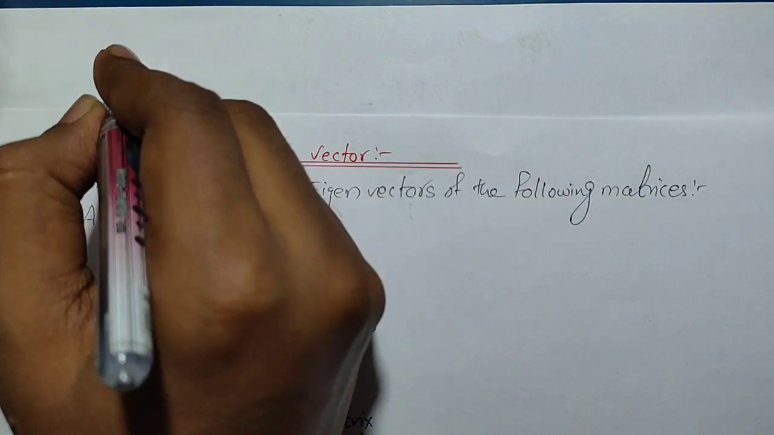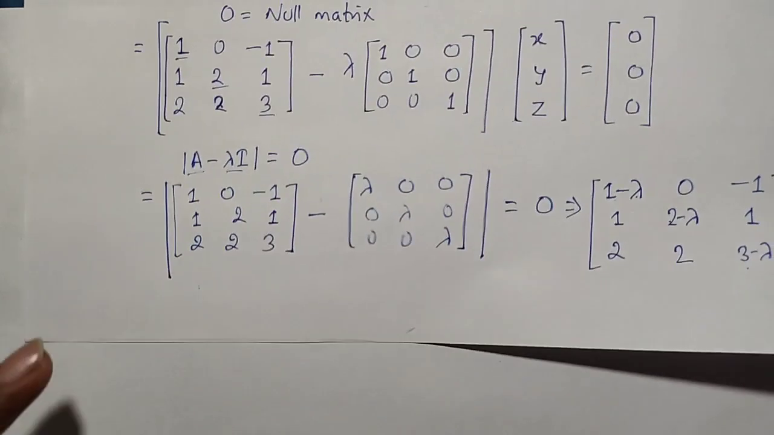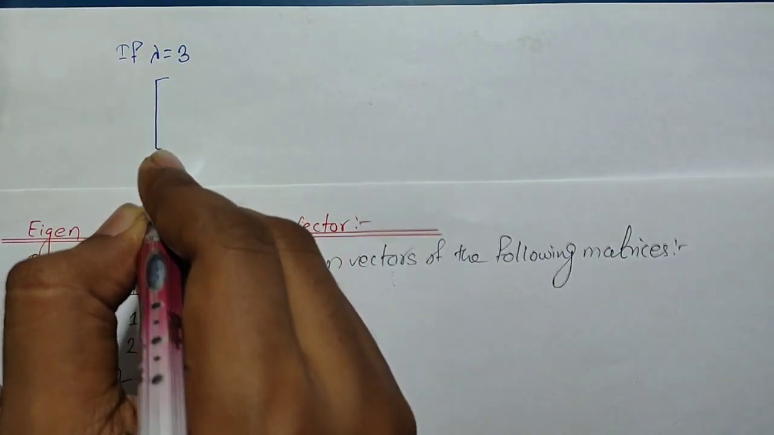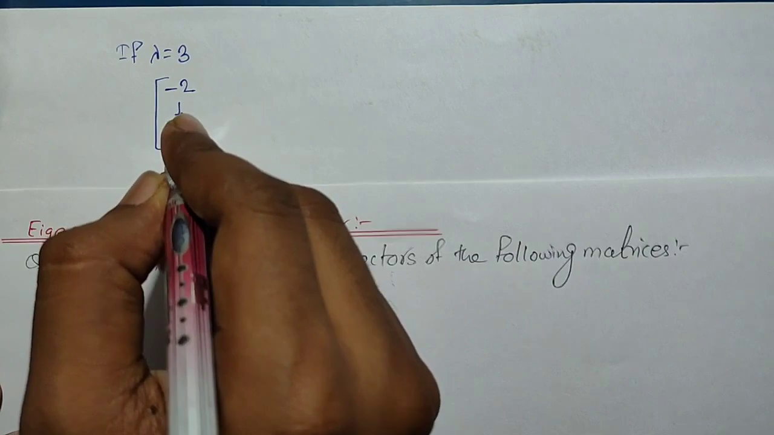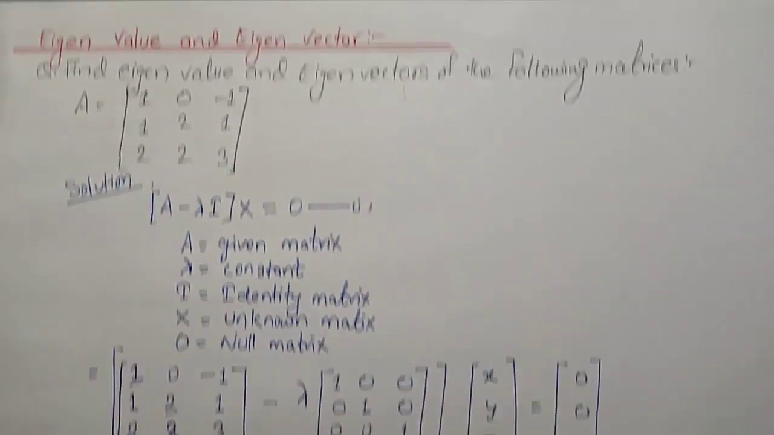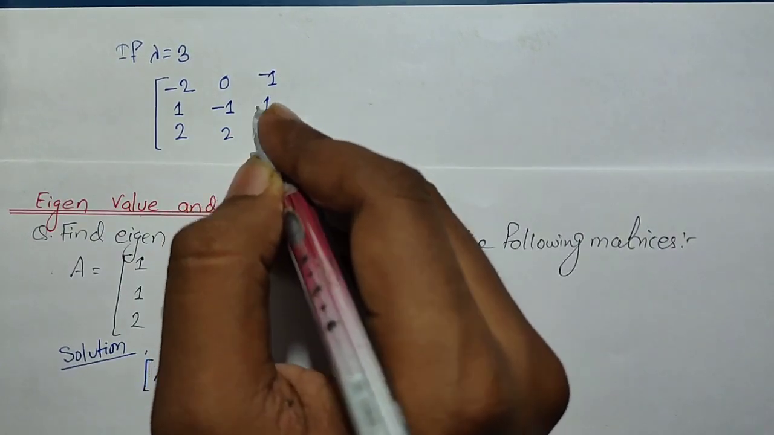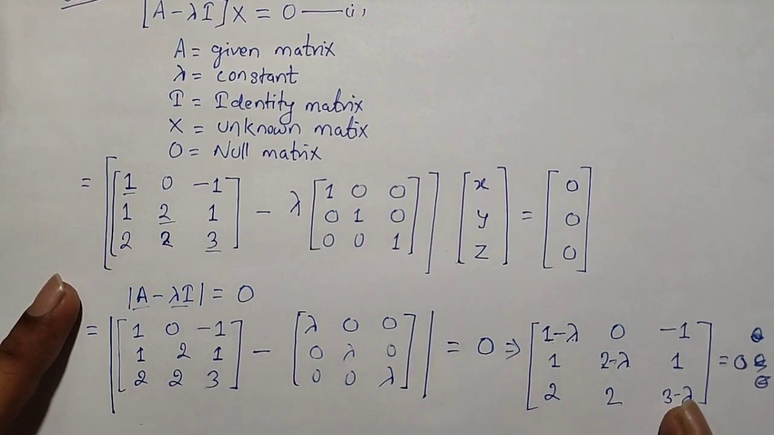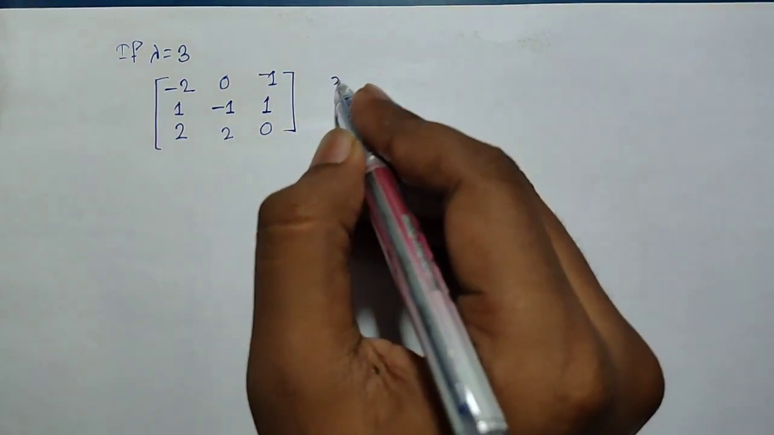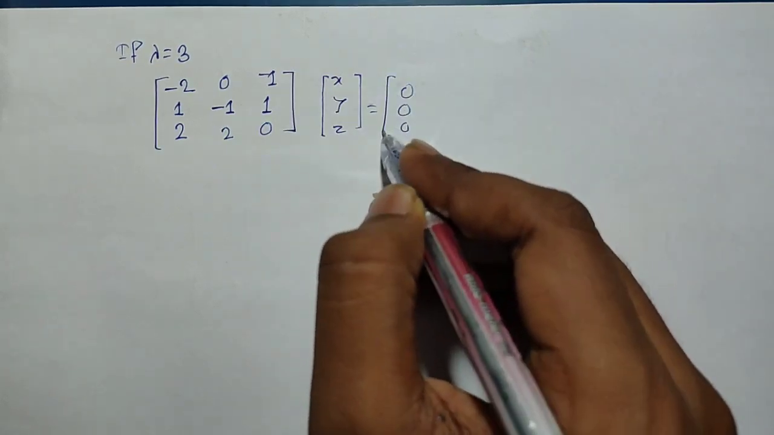Now see here guys, if we are taking lambda equals 3, then here we will have 1 minus 3 equals minus 2. So minus 2, and this is as it is 1, 2, 0. Now see here, 2 minus 3 will be equal to minus 1. So minus 1, and 2 minus 1, 1, and 3 minus 3 will get 0. So here it is 0, and this is multiplied with x, y, and z, equal to 0, 0, 0.